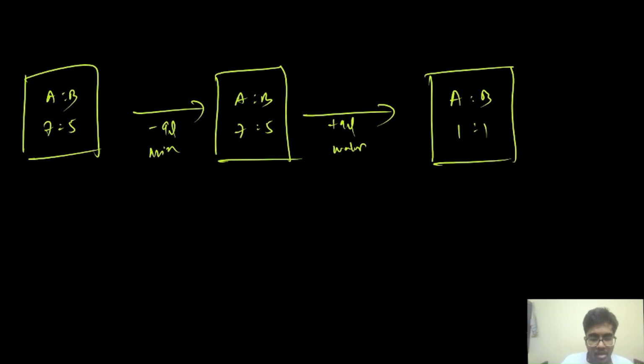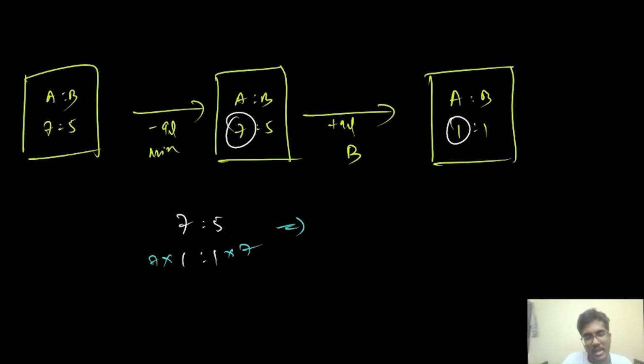Now because you have added 9 liters of water, not water anymore, it's B. Okay, 9 liters of B. So because you're adding 9 liters of B, you're not adding or subtracting any A. So the value of A must remain the same. What is the value of A in the second? It is 7. What's the value of A in the third? It's 1. So we must equate. So 7:5 is the original one, and then we have 1:1 is the new one. So the A column must be the same. So multiply by 7 here. So into 7, you get 7:5, and we have 7:7.